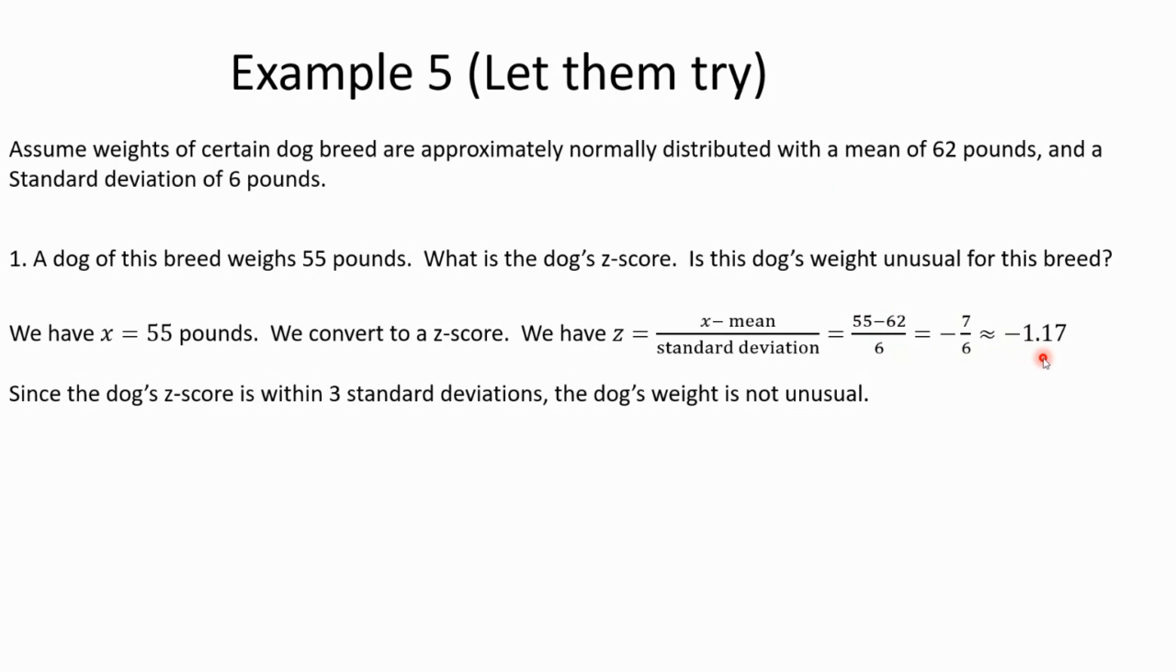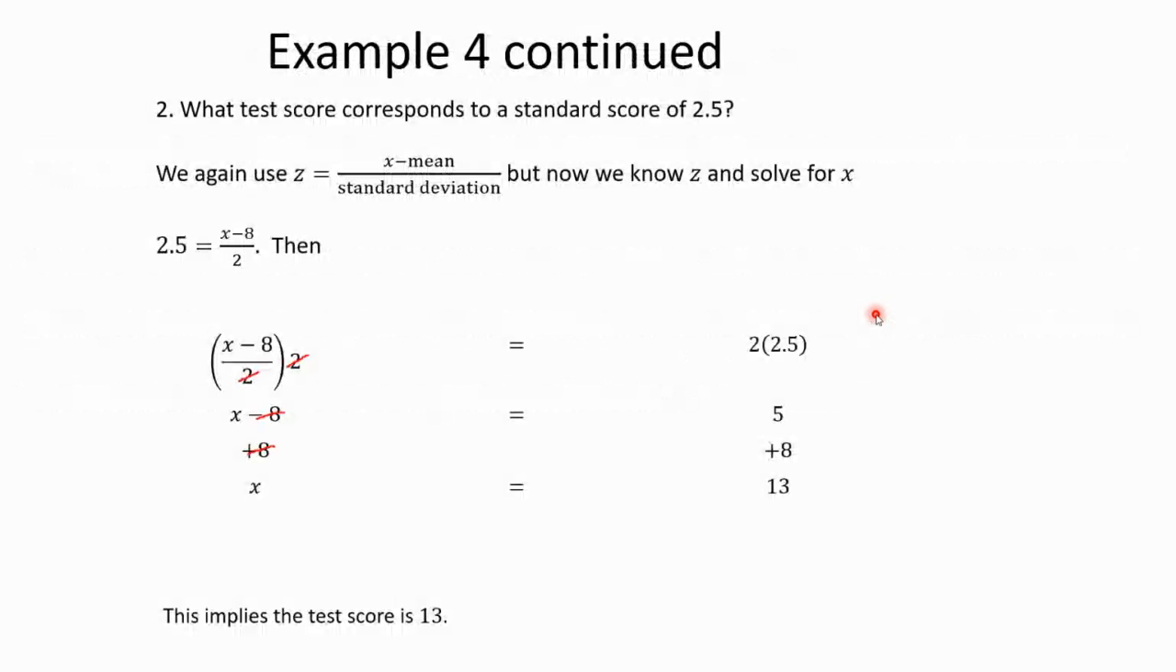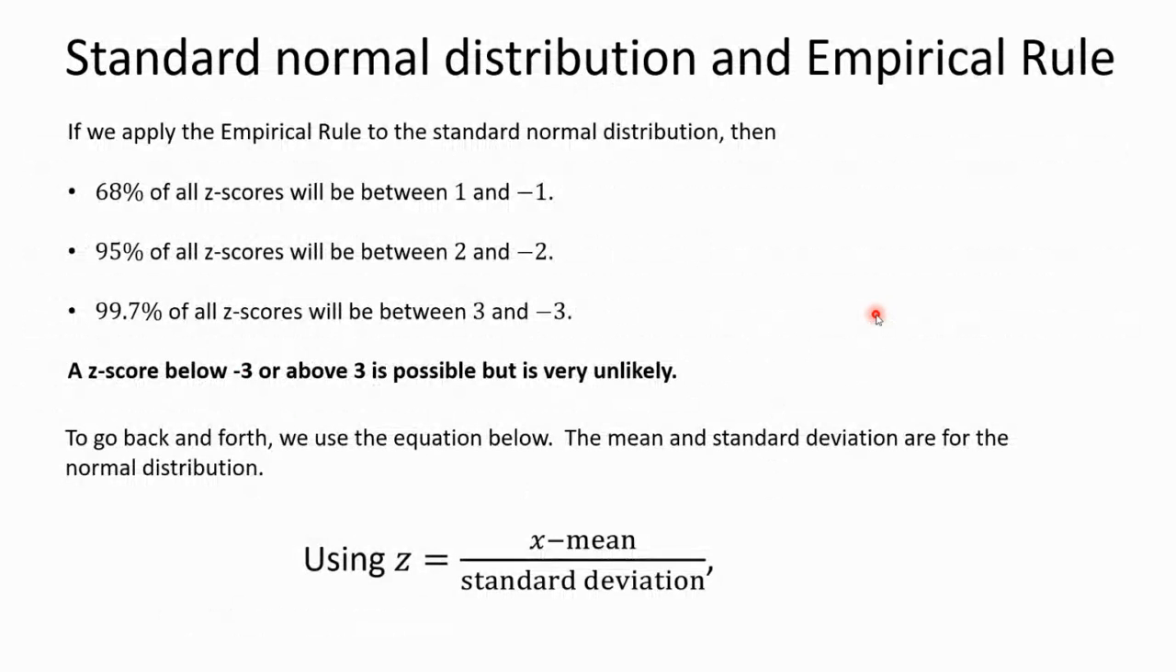Now, is this unusual? Well, remember, on a previous slide, we saw that if a z-score is between 3 and negative 3, then it's not unusual, because that's basically saying that the score is within 3 standard deviations. And that can happen. That's usual, so to say. It's not rare. In fact, let me get back to that slide. Here it is, see?